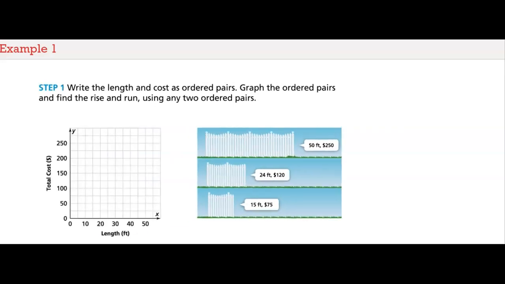Write the length and cost as ordered pairs. Graph the ordered pairs and connect the points. Now, find the rise and run using any two ordered pairs. We'll use the points (15, 75) and (24, 120). The rise is 45 and the run is 9.